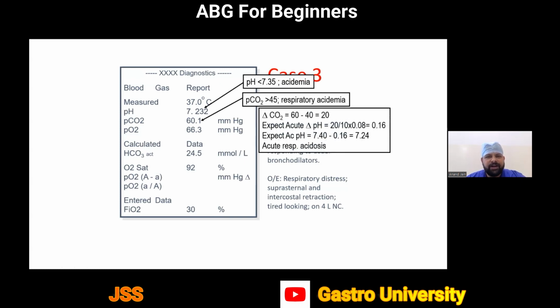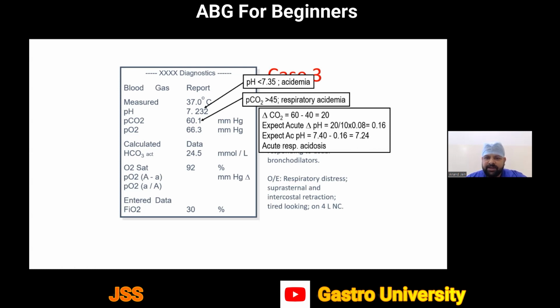So we will check for the delta CO2, and here it is going to be 60 minus 40, that is 20. And in case it is acute, delta pH is going to be 20 divided by 10 into 0.08, that is 0.16. So the expected pH would be 7.40 minus 0.16, that is 7.24. So this is acute respiratory acidosis.